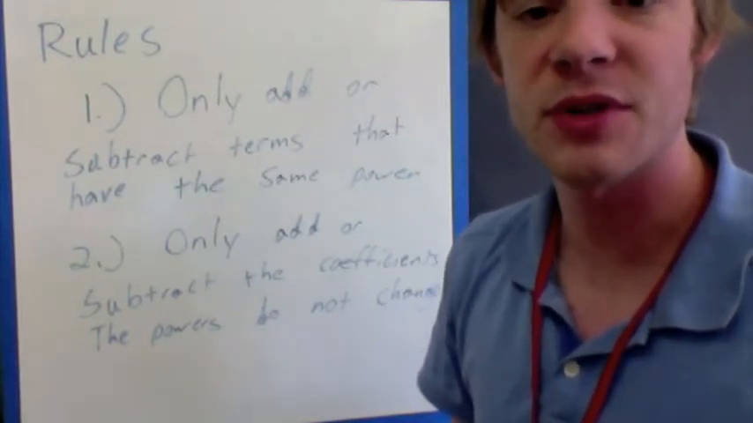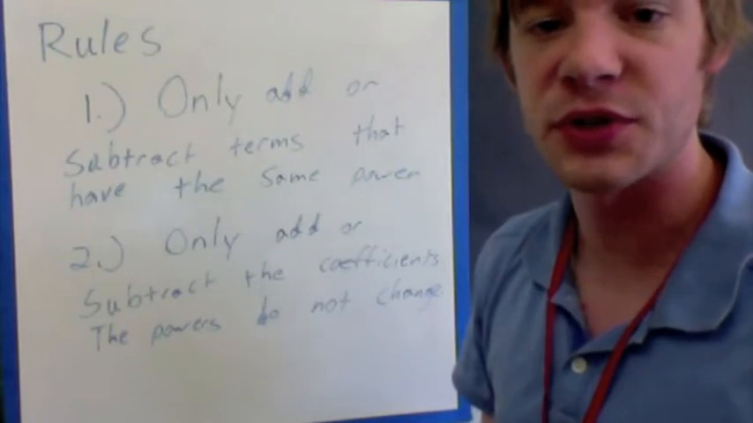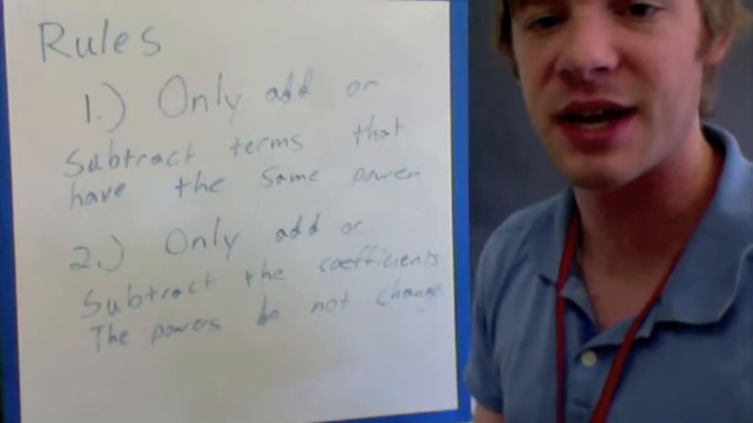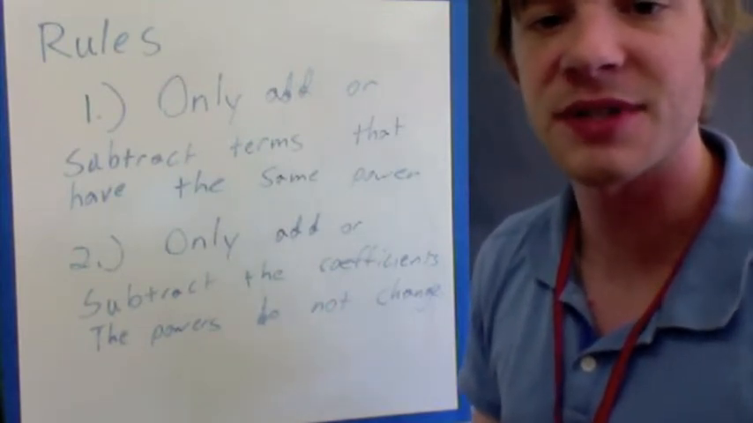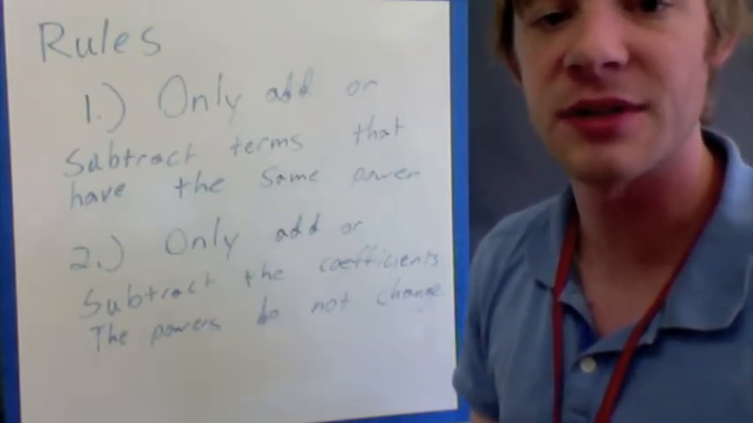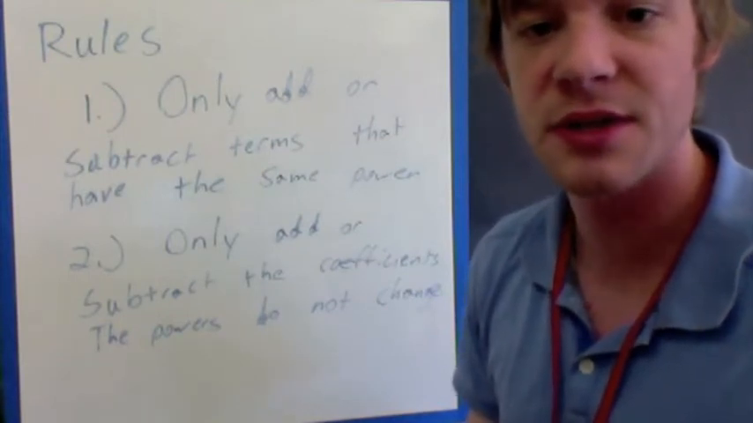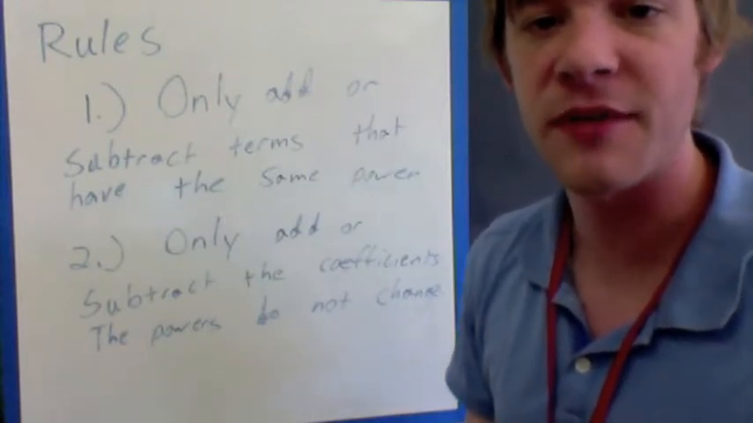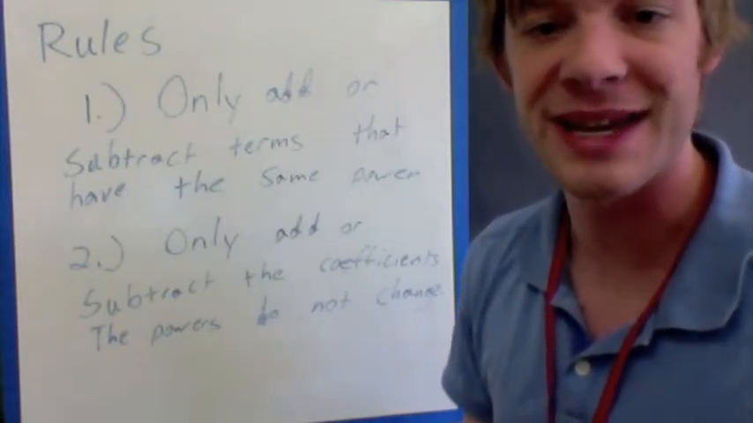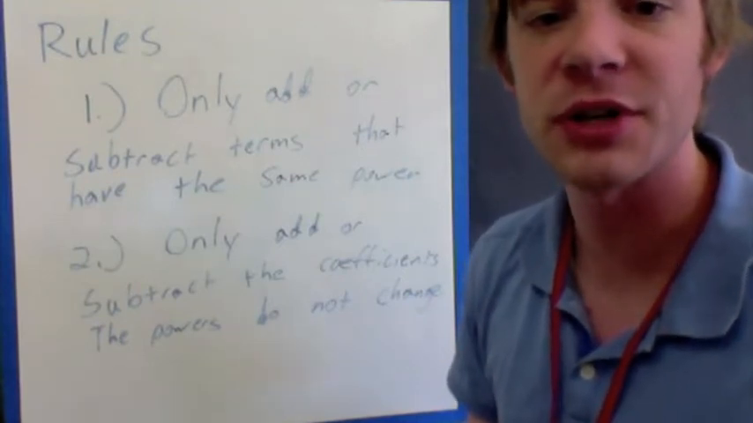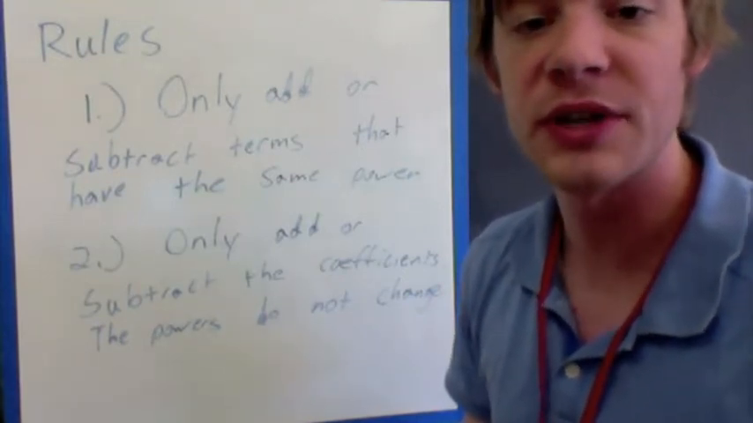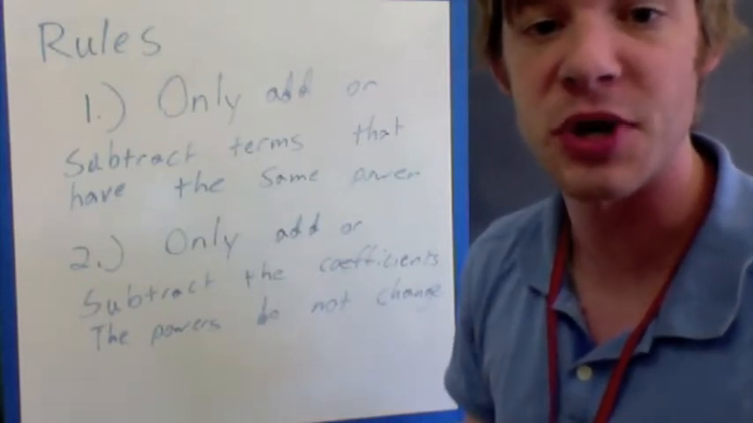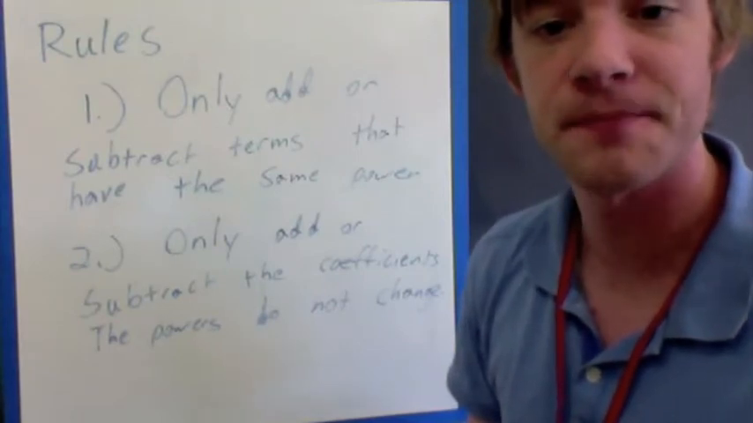The other rule that we have is we're only going to add or subtract the coefficients. The powers are not going to change. So back to that first example, if I have x to the second power plus x to the second power, that's going to be 2x to the second power, because similarly as x plus x is 2x. If I have 3x to the fourth power plus 5x to the fourth power, that will give me 8x to the fourth power. The powers are never going to change when we're adding or subtracting. We will eventually get to multiplying and dividing, and in those cases the powers will change, but for adding or subtracting, our powers are always going to stay the same.